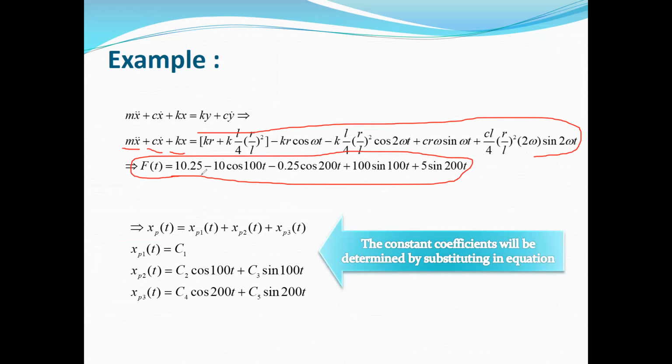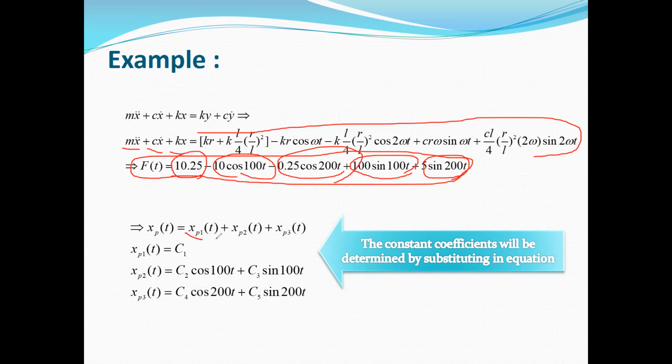As you can see, we have one constant part here, 10.25. We have harmonics with frequency 100, this cosine 100t, and also here we have sine 100t, and also we have harmonic with frequency 200, cosine 200t, and sine 200t. So because we have two different harmonics and one constant part, the particular solution will include three different portions.